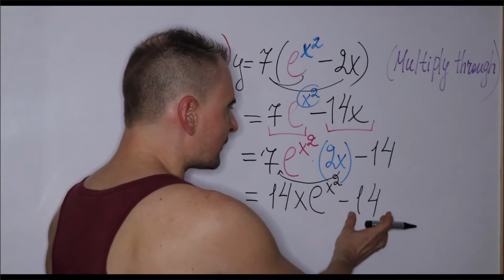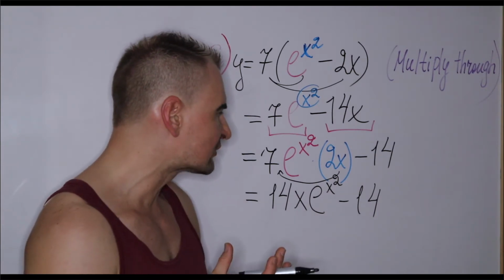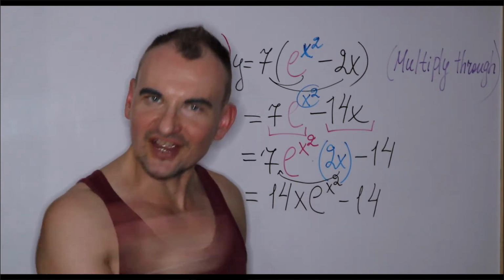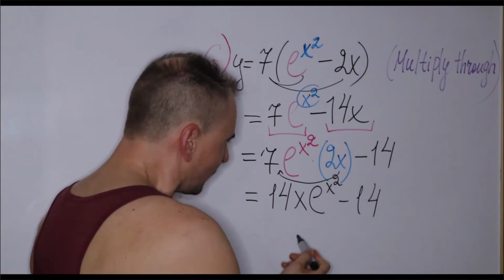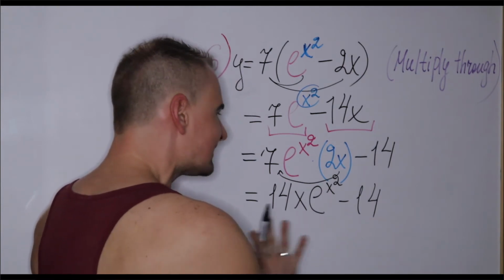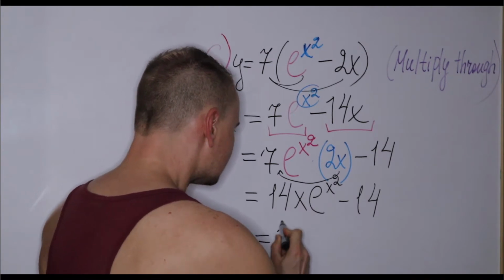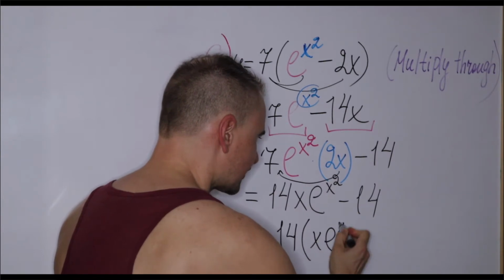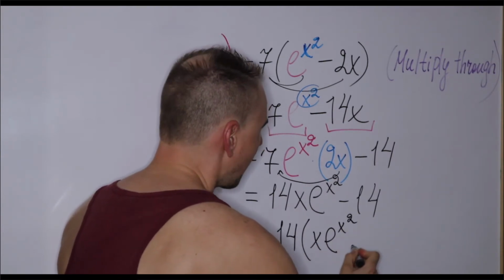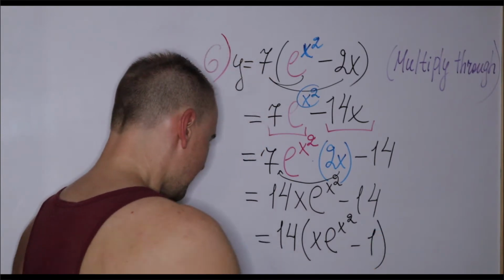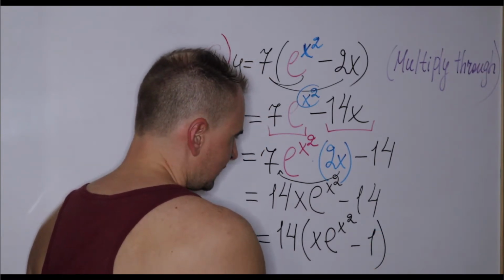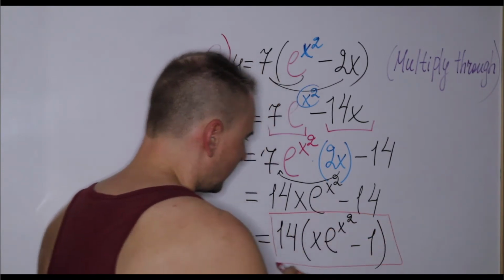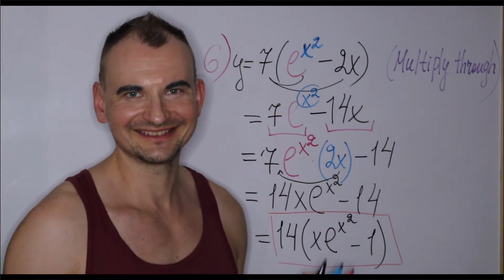Since both terms contain that 14, 14 appears in both terms, you can factor it out front as a last step if you will, but again you could leave your answer like this. That's totally fine, but just for the sake of fun, x e to the x squared minus 1. That's going to be your derivative, your derived function, or the gradient function, if you will, for that one.